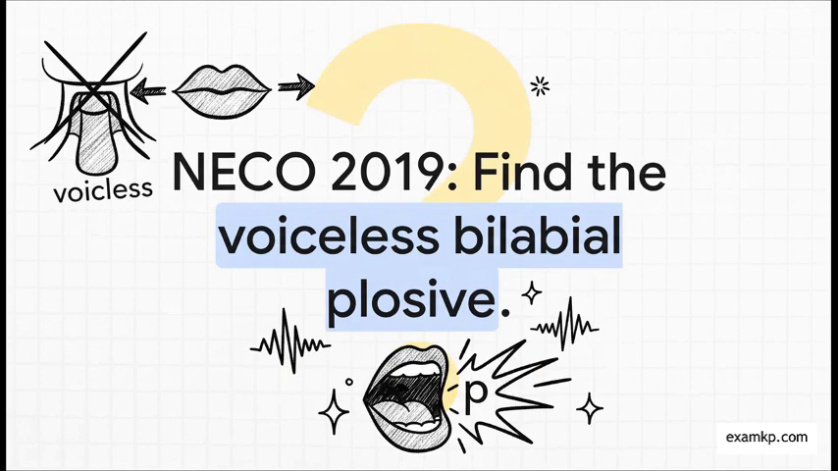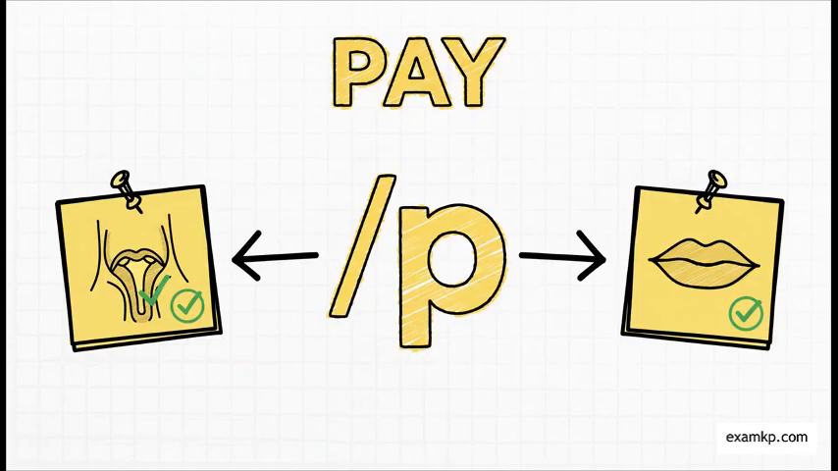Now the question is simple. Which of these words has the p sound? The answer is clearly B, pay. The p sound is made with both lips and there's no vibration. This shows you exactly why knowing those labels is so important. They are just clues that lead you directly to the right answer. In another NECO question, they asked for the voiced velar plosive g. The options included church, goat, and schedule. The clear answer there is, of course, goat.